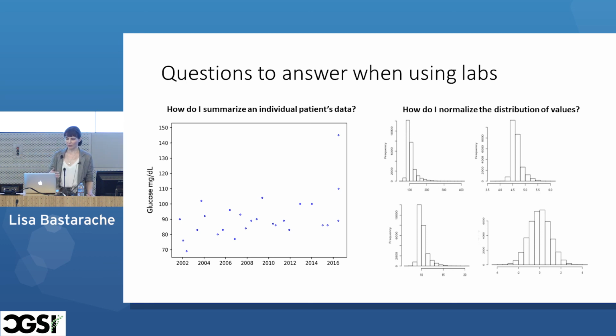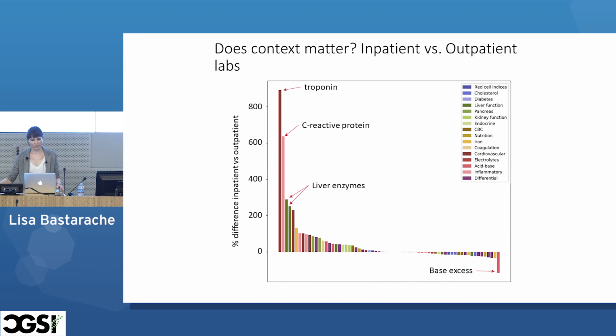And then secondly, once you get a distribution of data, if you stick with the continuous variables, how do you normalize them? Do you just use the raw data? Do you use log? Do you do an inverse normalization? And finally, I just thought this is a really interesting plot. The context of these lab measurements is really important. So this is a plot here that shows the difference between inpatient and outpatient measurements of different labs. And you can see that something like troponin is really elevated in the inpatient setting, as well as C-reactive protein.